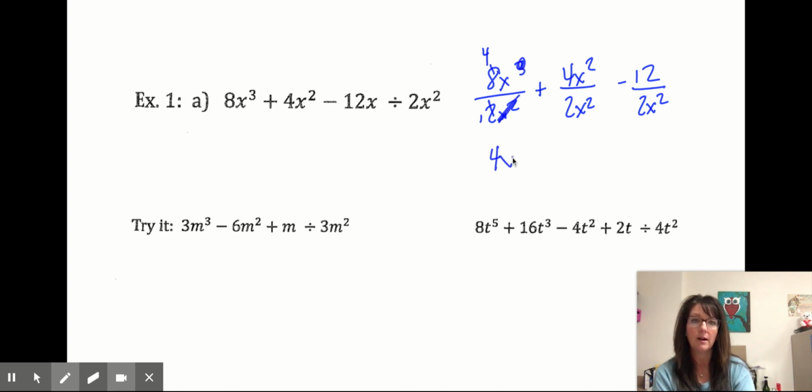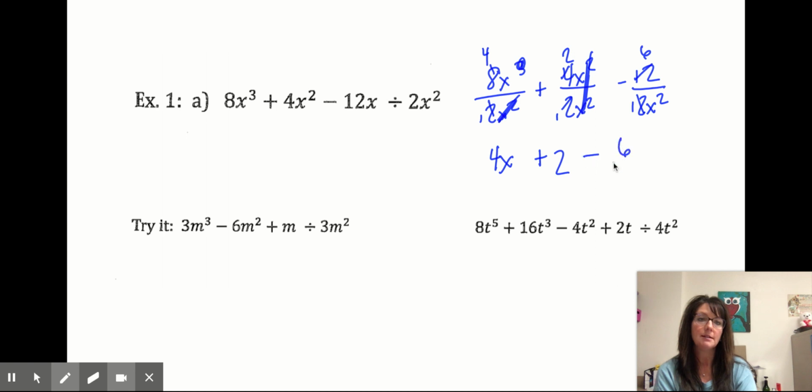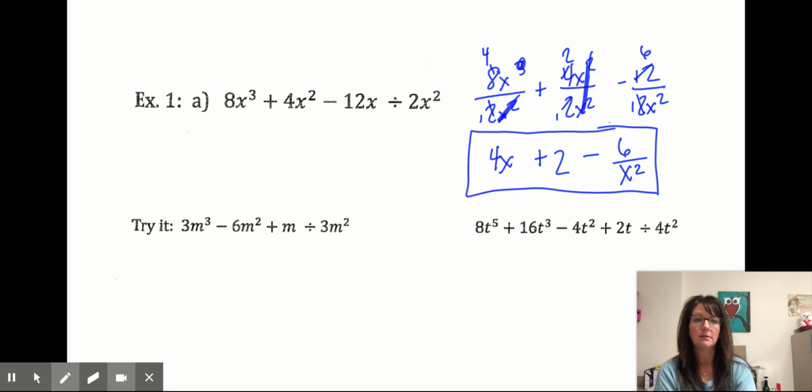So we have 4x. 4 divided by 2 is 2. And x squared divided by x squared, so we get plus 2. And then here, 12 divided by 2 is 6. And then there's no x's to cancel, so the x squared stays in the denominator. So we'll have minus 6 over x squared. And that becomes our quotient.